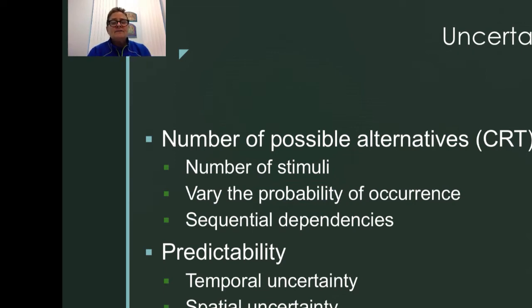You'll note that on this slide, I'm referring to the number of possible alternatives as choice reaction time, because as you increase the number of SR alternatives, that increases the choice reaction time paradigm. So the first way that I could increase uncertainty is by increasing the number of stimuli. As I go from 2 to 3 to 4 to 8 to 16 stimuli, I increase the uncertainty in the paradigm. In other words, I increase the number of bits of information, and the performer has more uncertainty than when there are fewer SR alternatives.